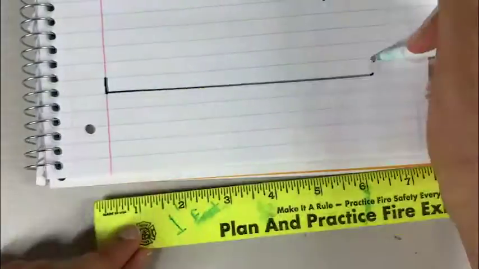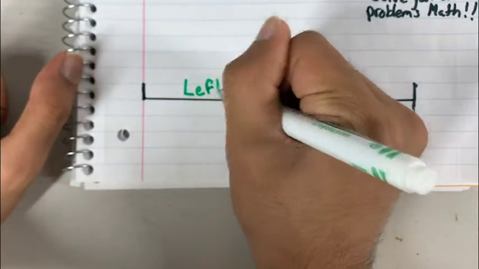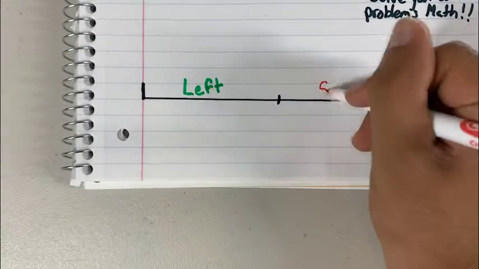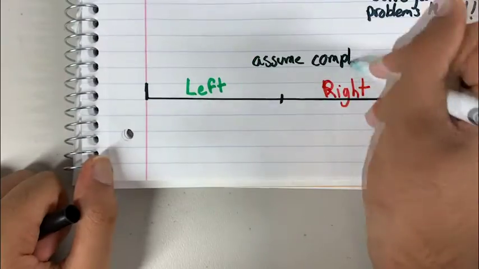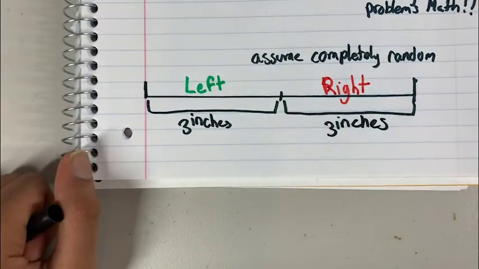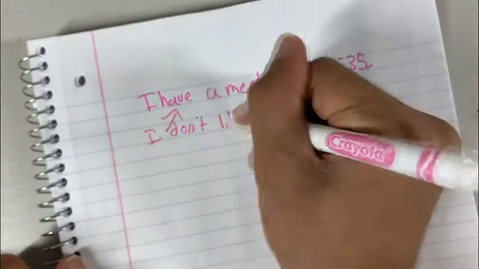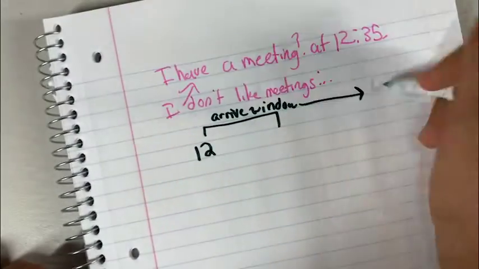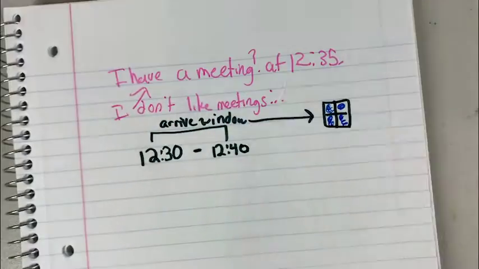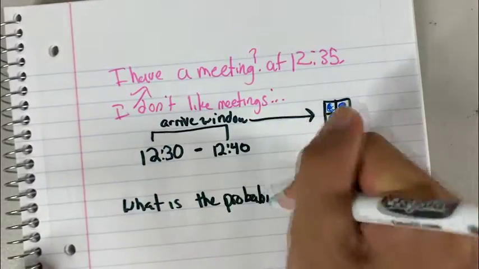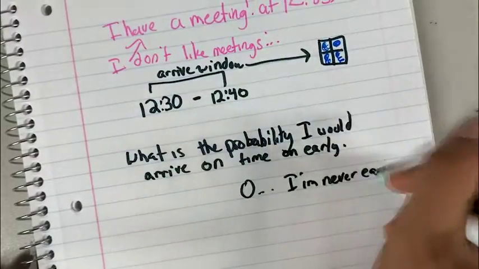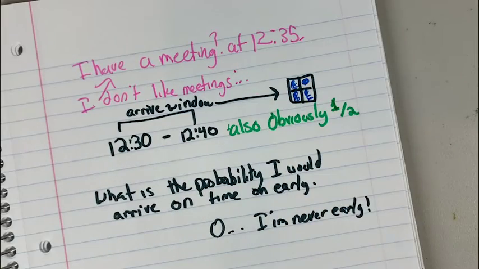What is the probability of landing on the left side of this line as opposed to the right side? Well, if the left side is equal to the right side, that is obviously 1/2. That's clear. However, let's think of a different problem. What if I had to go to a meeting at 12:35 and it was equally likely I would arrive anytime between 12:30 and 12:40? What is the probability I would arrive on time or early? Well, that's also obviously 1/2.